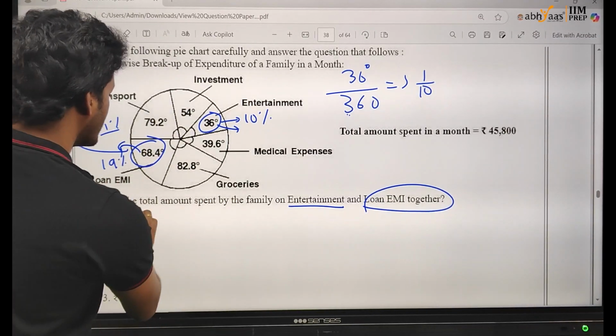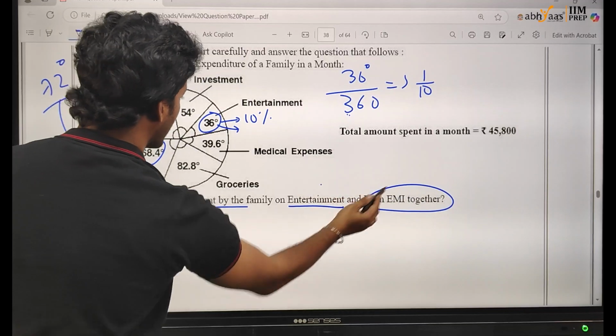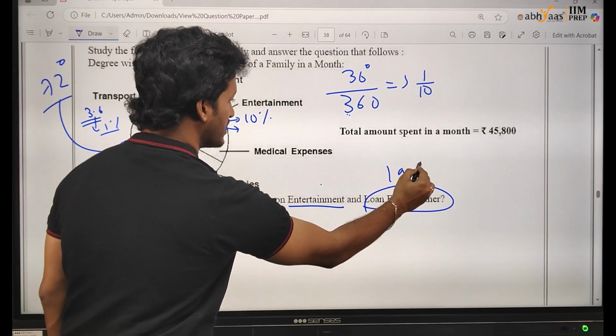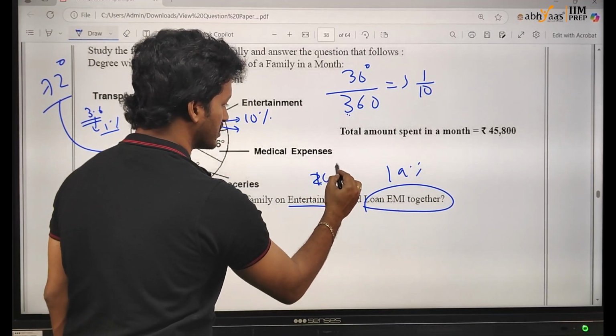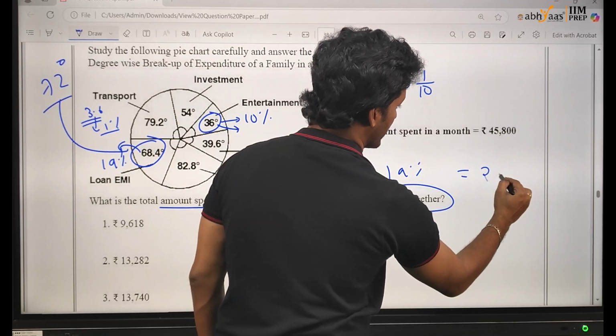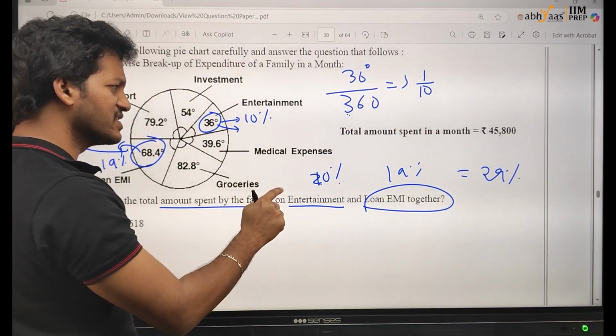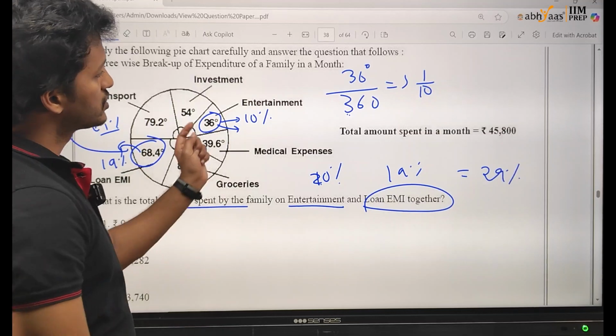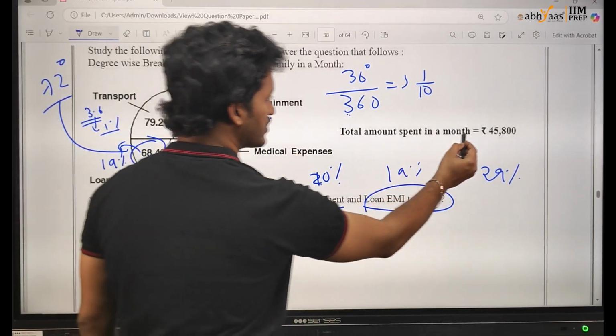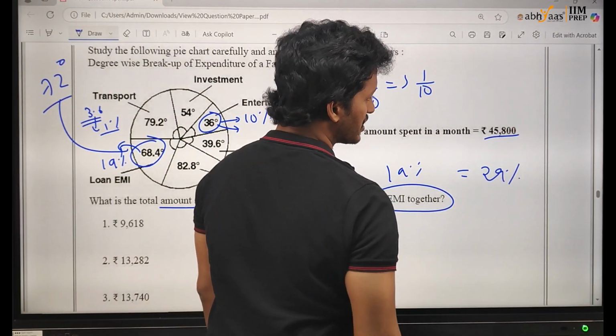So in total, what is the total amount spent by family on entertainment and EMI together? So it is 19 percentage and this is 10 percentage. So in total, it is 29 percentage. That means 1 percentage less from 30 percentage. So what is the total amount spent? It is 4500. What is 30 percentage?